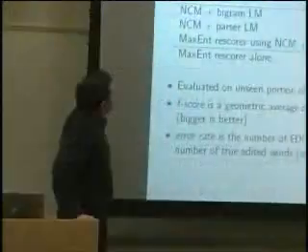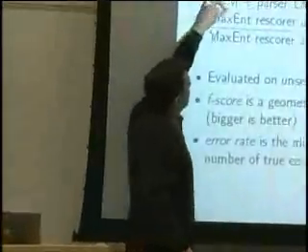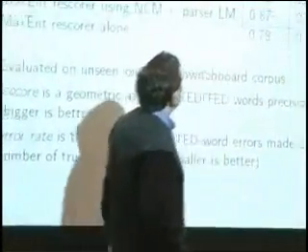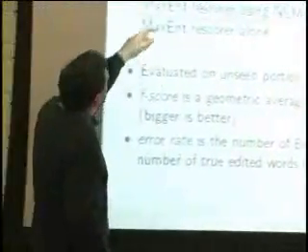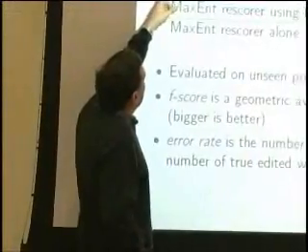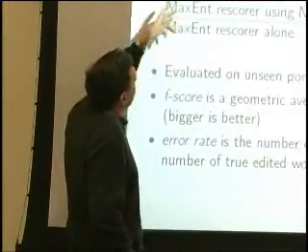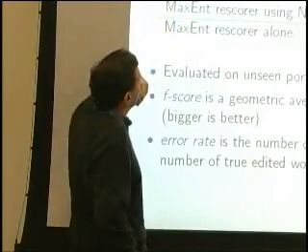Just to show some basic results. This is the noisy channel model with the bigram language model. Over here are F-scores. Higher is better with F-scores. Lower is better for error rates. What you can see is that, again, we're talking about either a bigram or a parsing model trained off a couple of million words of the Switchboard data.